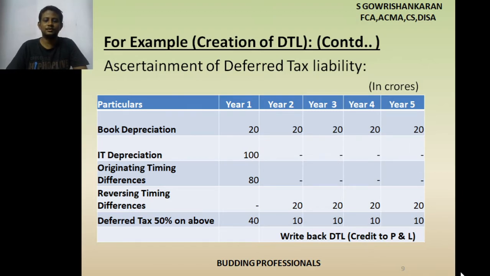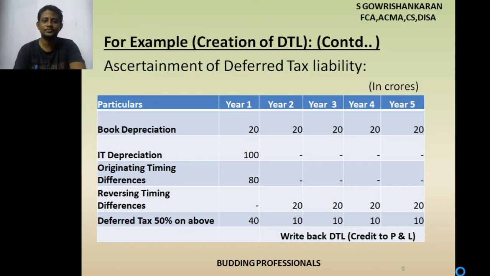So book depreciation is provided in the second year, but IT depreciation is not provided. Similarly in the third year book depreciation is provided, no IT depreciation. Expenses are there, but no expenses in IT depreciation. So whatever originating timing differences we already created, we have to give reverse effect now. Just apportion the expenses: 20, 20, 20, 20 at 50 percent is 10 crore, 10 crore, 10 crore, 10 crore. This should be credited to the P&L account, which means your tax expenses are reduced.